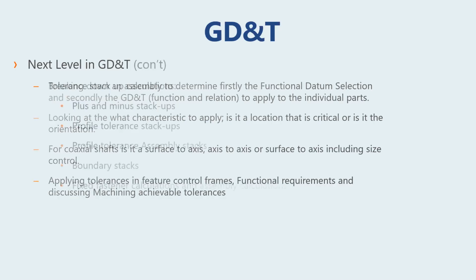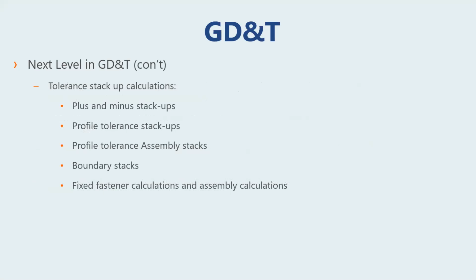The other thing that we get into is tolerance stack up calculations, taking a look at plus or minus stack ups, looking at profile tolerance stack ups, profile tolerance assembly stacks, boundary stacks, talking about fixed fastener calculations and assembly calculations, working back from an assembly to see what are the realistic tolerances to put in the feature control frame that you can then achieve your actual end condition.